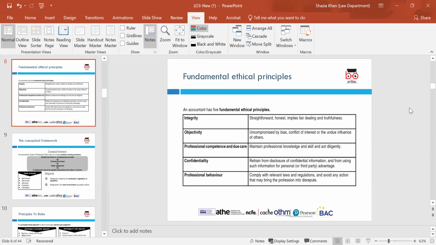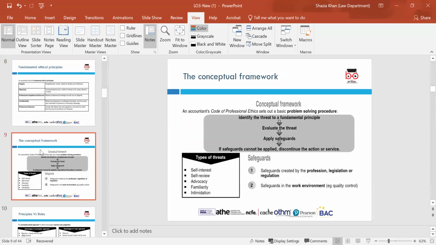Confidentiality, and this is a big one. Lots of individuals, not just accountants, but other organisations do fall within breaching confidentiality and GDPR. So refrain from disclosing any sort of information that is part of the individual's private, personal information. Professional behaviour, comply with relevant laws and regulations, avoid any sort of disrepute or any actions being brought against you. So maintain your professional barriers, maintain your professional behaviour, and also maintain your professional competence when you are dealing with clients.